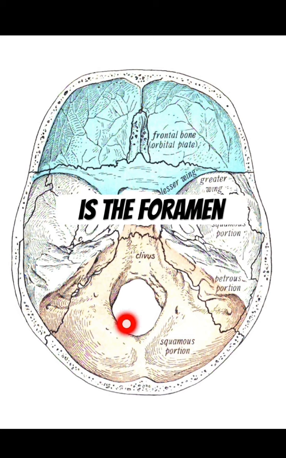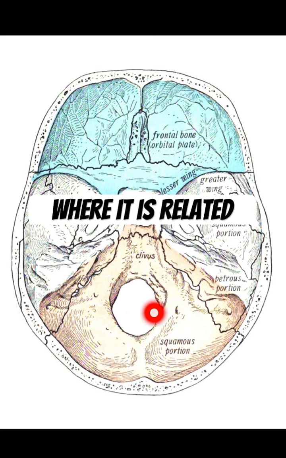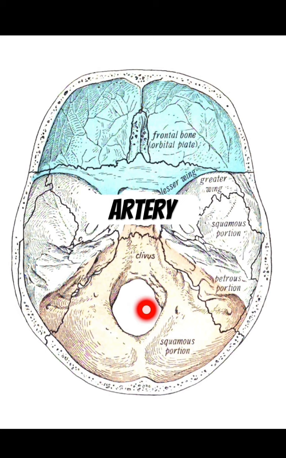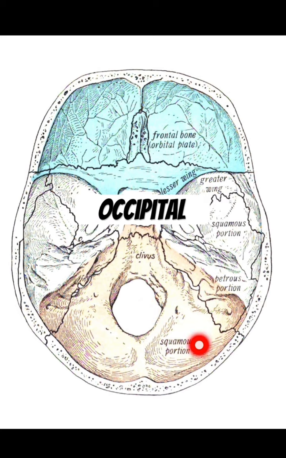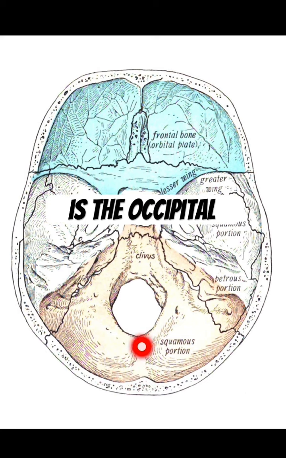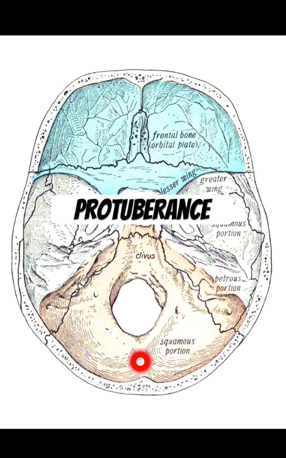This big foramen is the foramen magnum, where it is related to the spinal cord and vertebral artery, and laterally here it is related to the occipital lobe. This midline structure is the occipital crest and occipital protuberance.